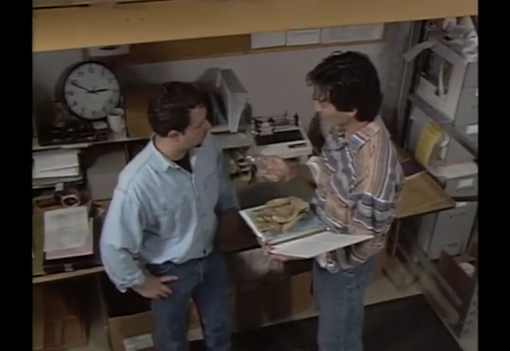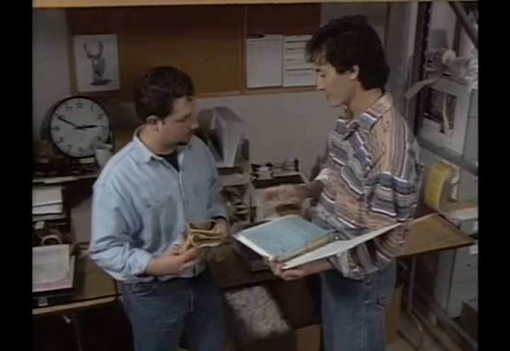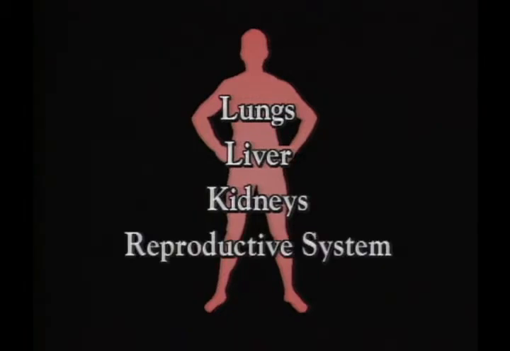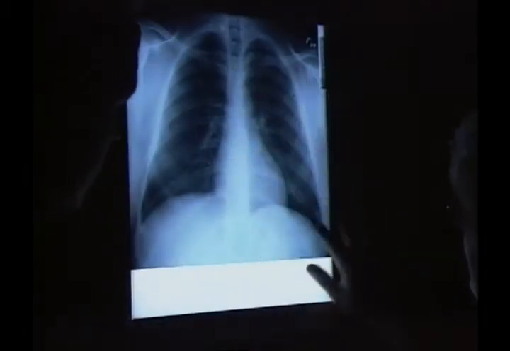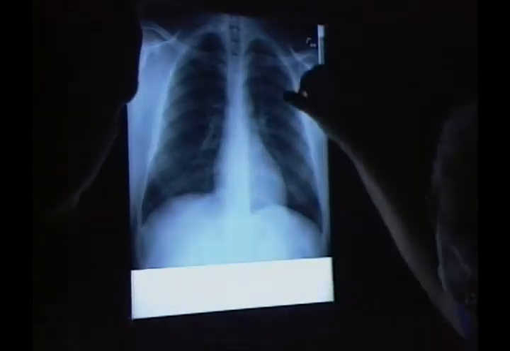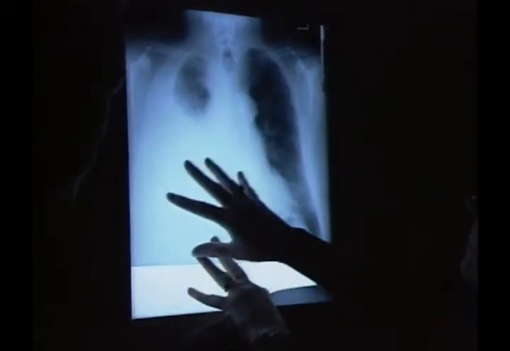Although carcinogens can affect nearly all areas of the body, they most frequently target specific organs, such as the lungs, liver, kidneys, and the reproductive system. Unfortunately, there aren't usually any immediate symptoms of exposure to these substances. This is why it is extremely important to know about any carcinogens you may encounter.